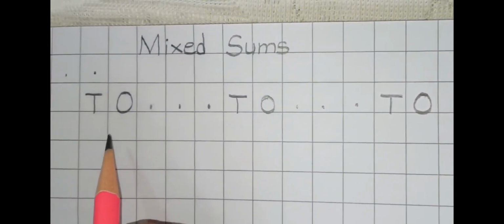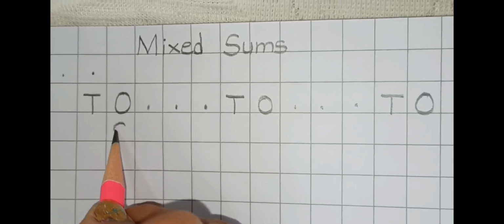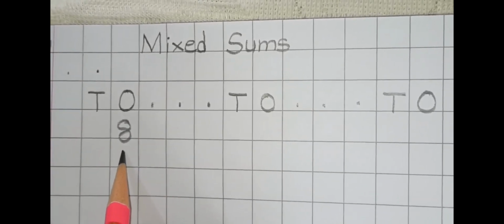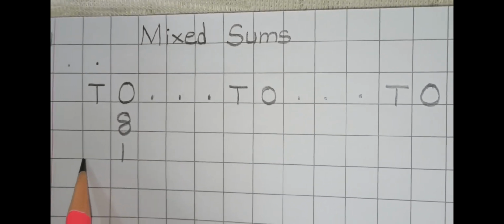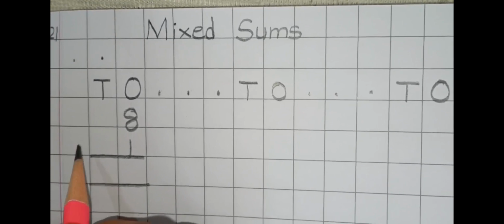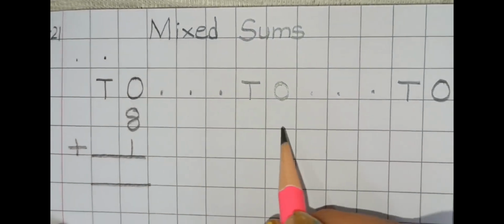Now we have to write the sums. Under this O, first we'll write 8 and then 1. And then we'll draw two lines. And here we'll make a sign of addition.